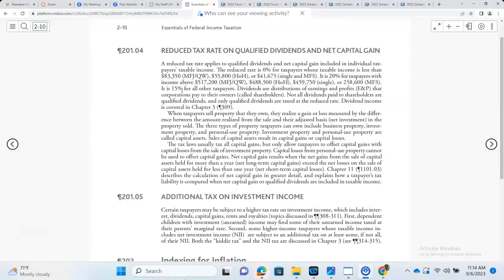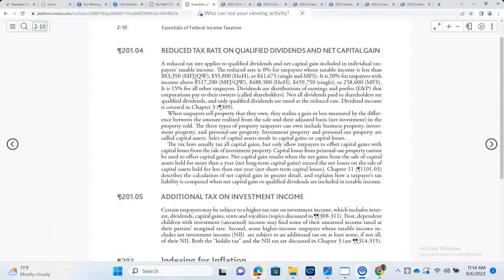It is 15% for all other taxpayers. So if your income is above $517,200, you pay 20% tax on net capital gain and qualified dividend.